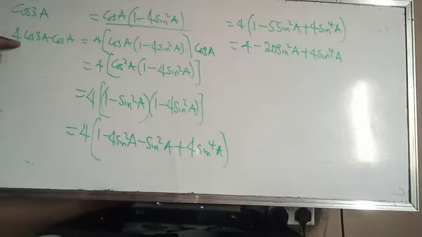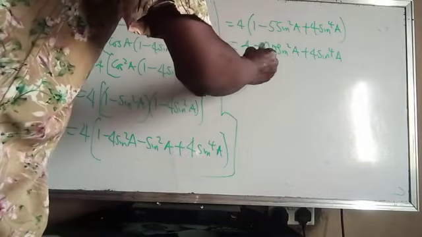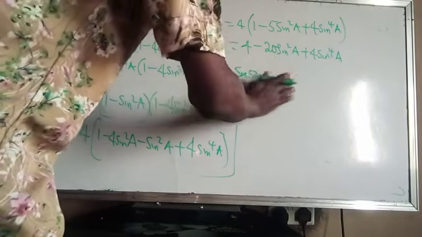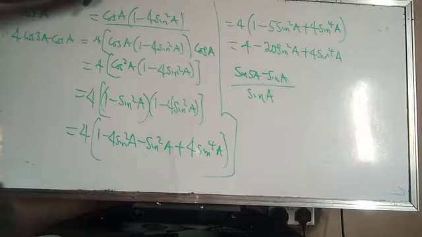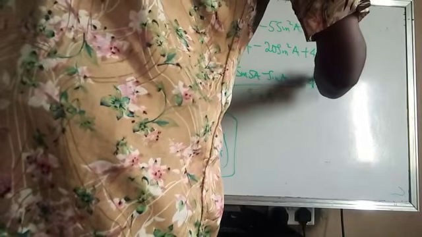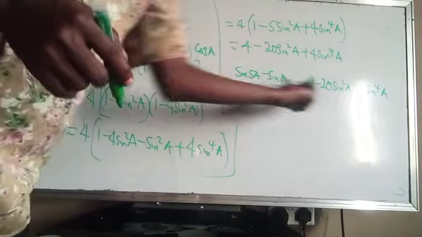Now this is what we got here. And don't forget that the initial question we are working on says sine 5A minus sine A all over sine A. So that is what has given us 4 minus 20 sine square A plus 4 sine raised to power 4A. This right hand side is what we have gotten from this.